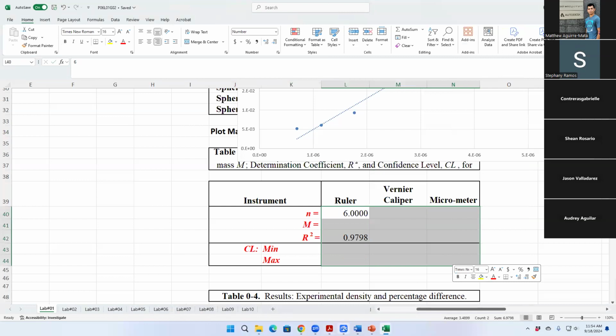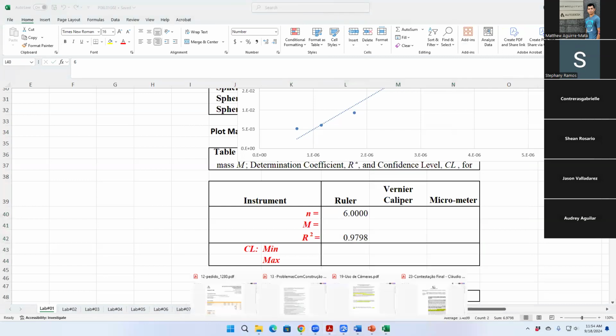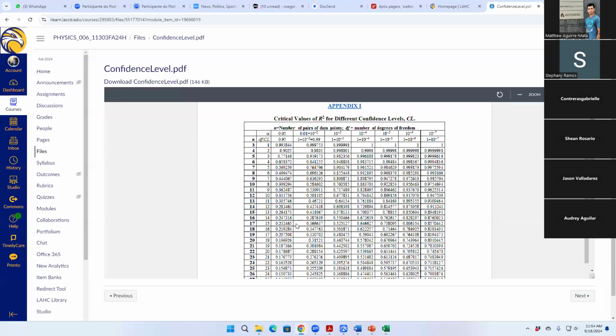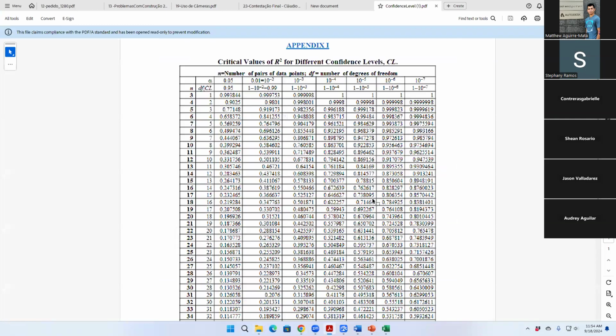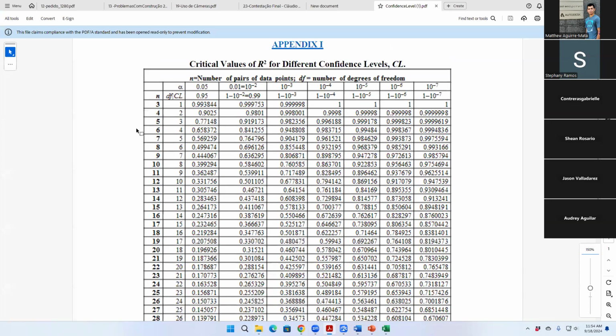So here you go. Let me download this. Okay, I downloaded. Open the table. Right? So what you're going to do, because you have 6 data points, you have to look at this row here, row for n equal to 6, okay? That's the first step.